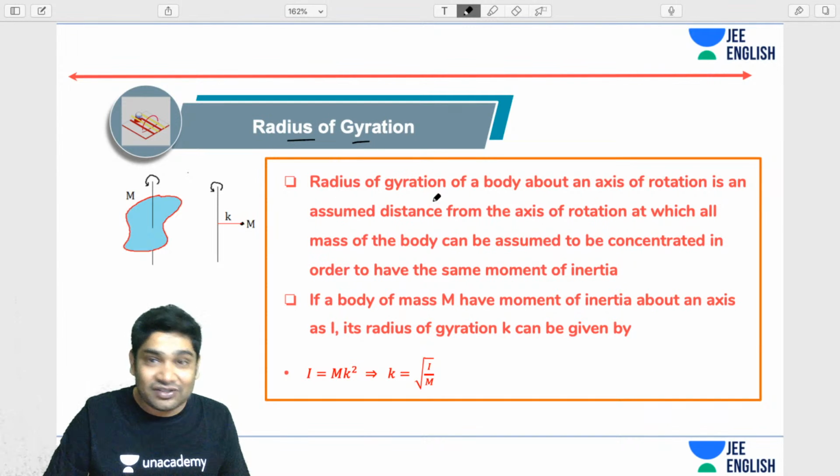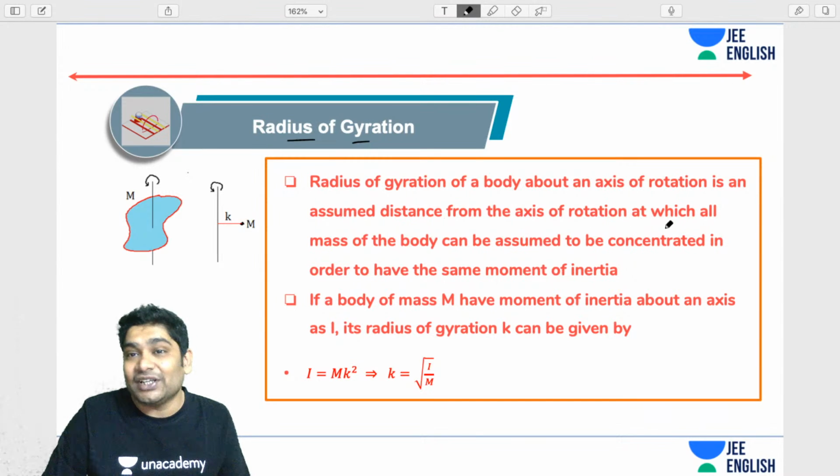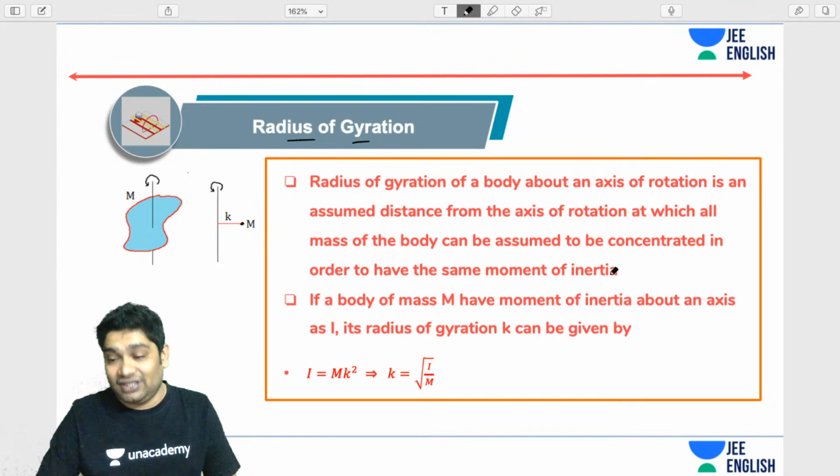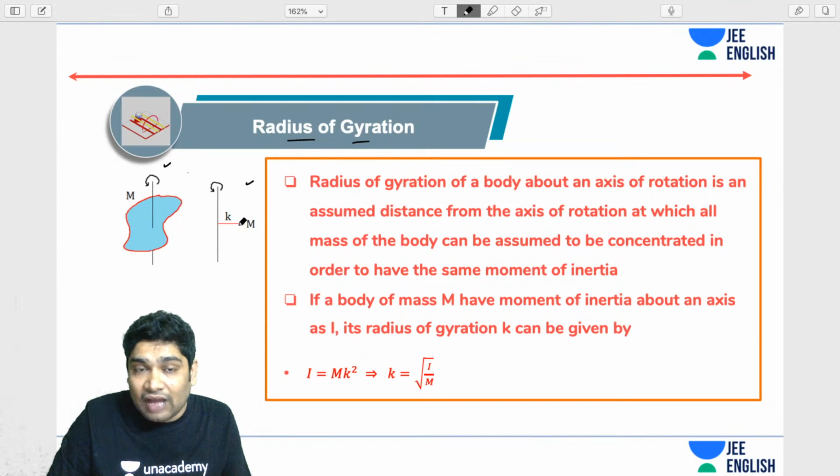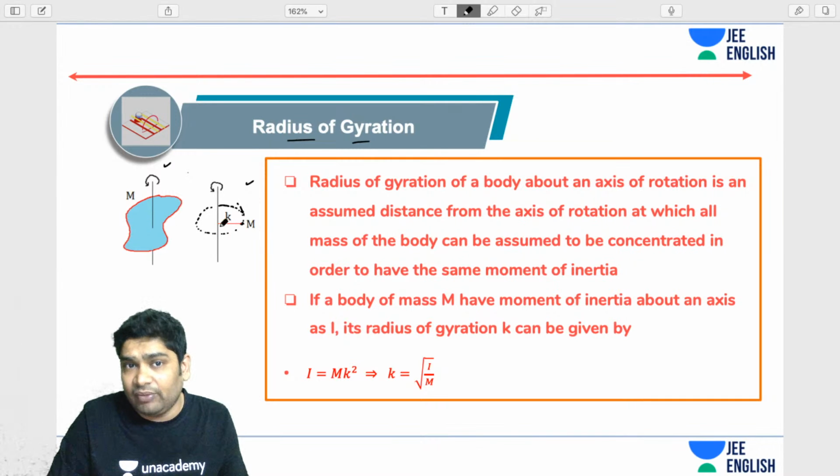So what is radius of gyration? Radius of gyration of a body about any axis of rotation is the assumed distance from the axis of rotation at which all the mass of the body can be assumed to be concentrated in order to have the same moment of inertia. So assume if I were to replace a body by a single mass having the same mass as the entire body, at what distance it should have been to have produced the same moment of inertia about that axis. Okay, so that is the idea. The radius of gyration is the radius in which a small point mass of the same mass would have been rotating in order to have the same moment of inertia as this.